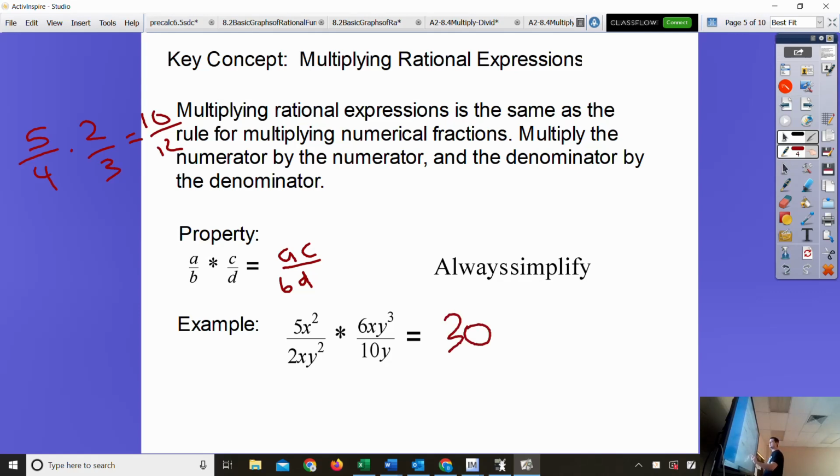I agree with 30x cubed. 5 times 6 is 30. And x squared times x is x cubed and y cubed. Bottom to bottom: 2xy squared times 10y.